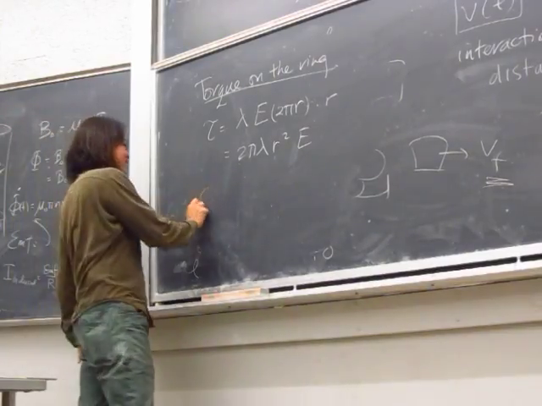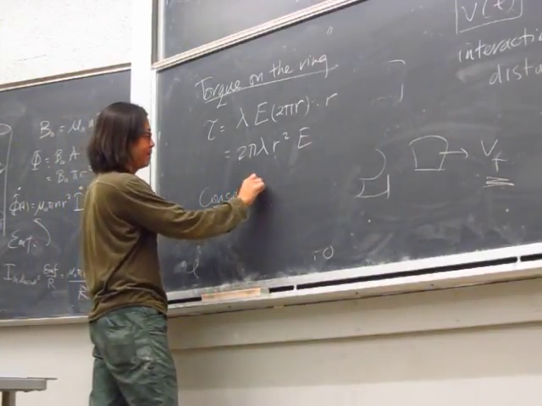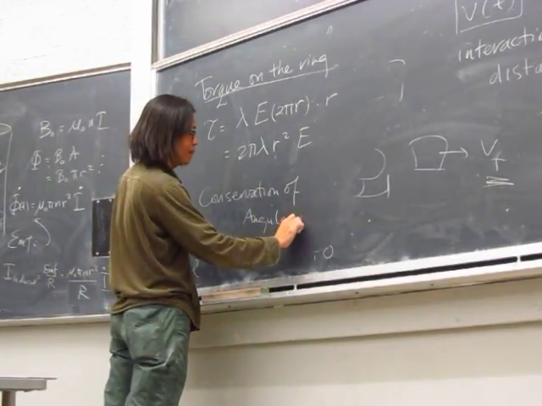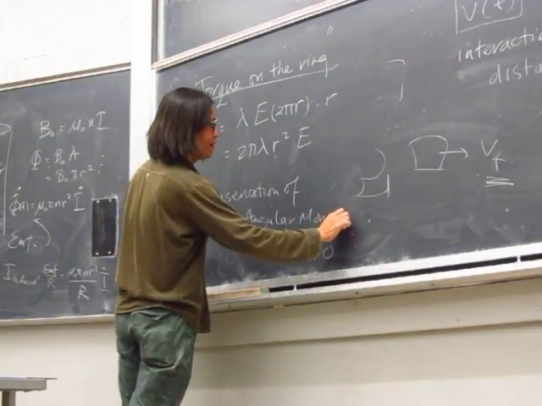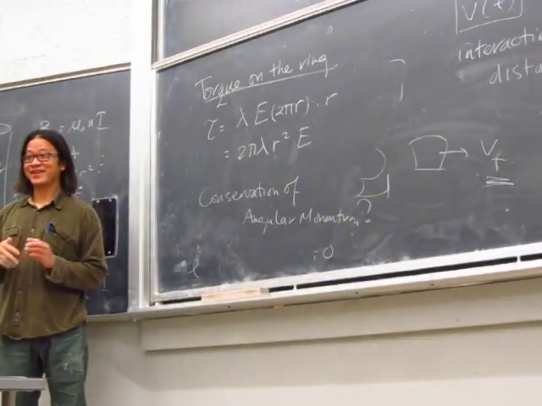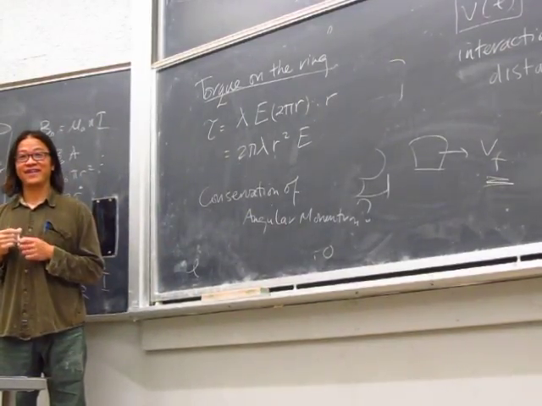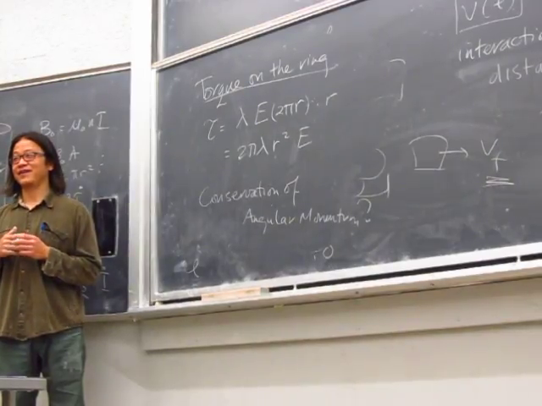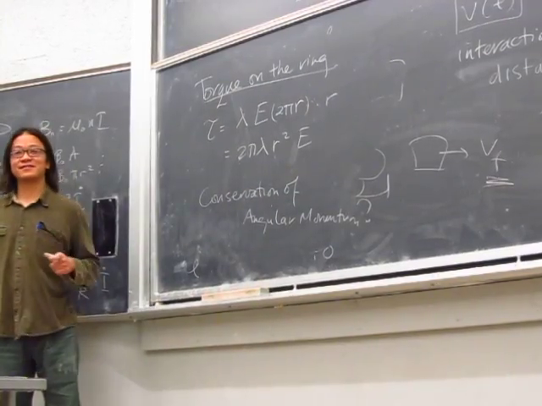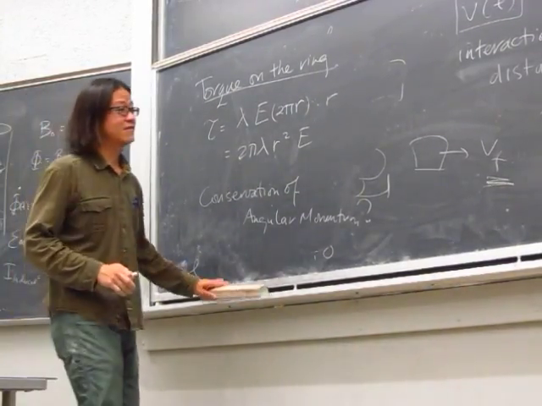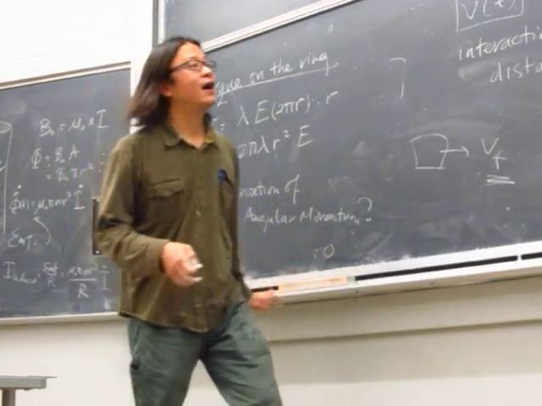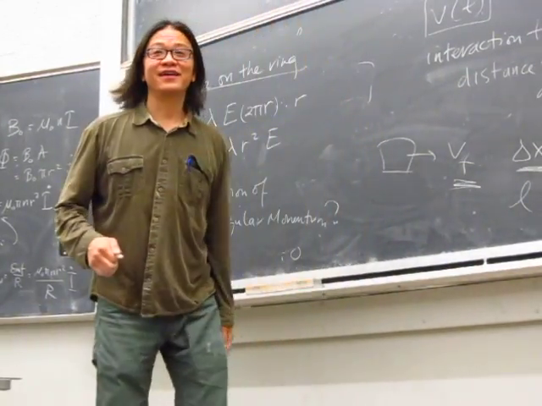So what happens to conservation of angular momentum? And it's not all observed. Since there's a force being exerted on the ring, won't there be an opposite force exerted on the coil? So then maybe the coil will rotate the other way? Yeah.